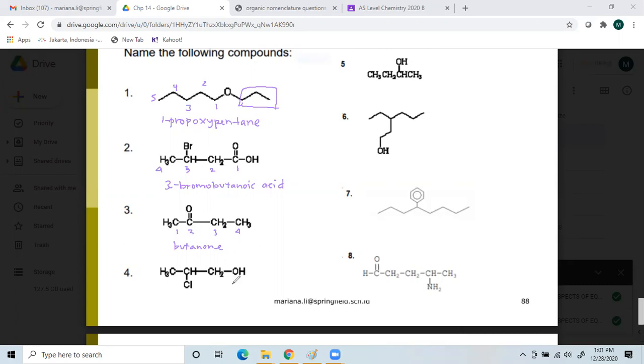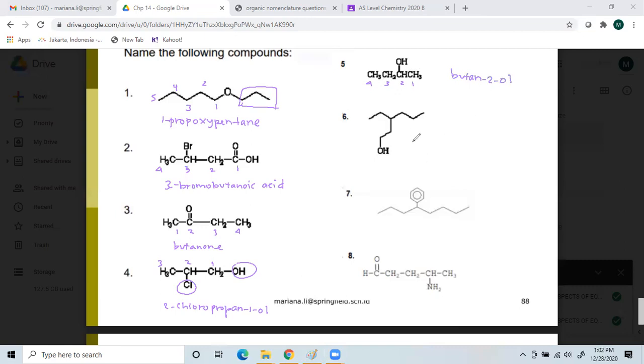Okay, for number 4, this is an alcohol, and this is a halogenoalkane. Alcohol has the higher priority. So the name would be 2-chloropropan-1-ol. Don't forget to state the number for the location of the OH group. Okay, let's see number 5. Again, this is an alcohol. OH is attached to the second carbon. So the name is butan-2-ol.